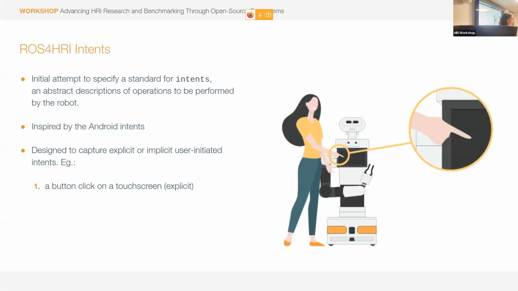So basically, an intent is an abstract description of the operations that the robot has to perform at some point in time. It's inspired by Android intents, and as we said, the idea is to capture this explicit or implicit intention of the user when interacting with the robot. So here we have three examples. In the first case, for instance, if there's a screen and the user is touching the screen, then you can infer that the intention of the user is to interact with the robot.